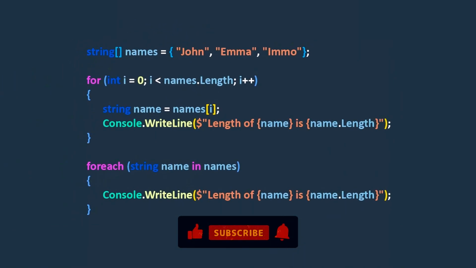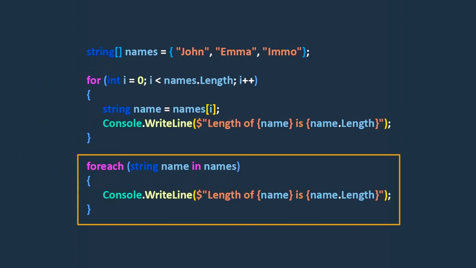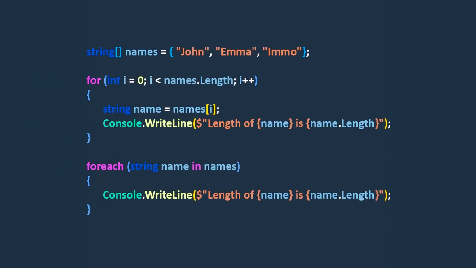Alright, when we need to iterate over the elements of an array, both the for and foreach loops offer a convenient way to access each element. However, when working with arrays and collections, the foreach loop is a simpler and more readable option than the for loop. It automatically handles the iteration process and has a cleaner syntax compared to other loops. And as programmers, we use the foreach loop most of the time in our applications.